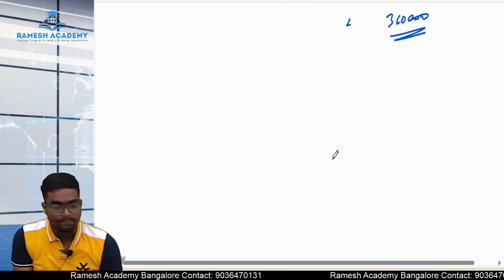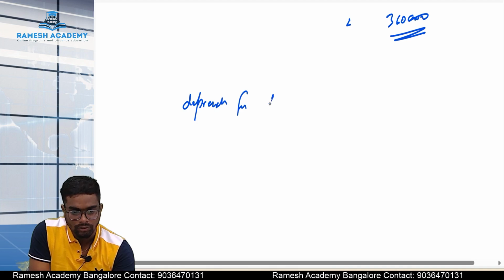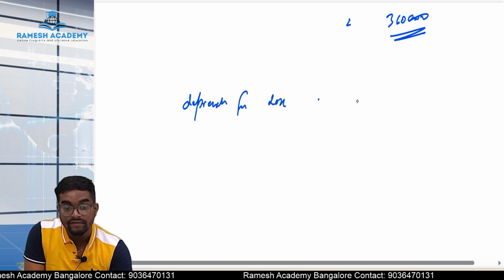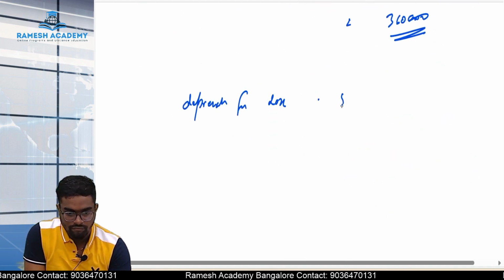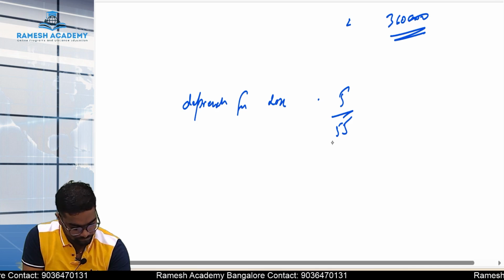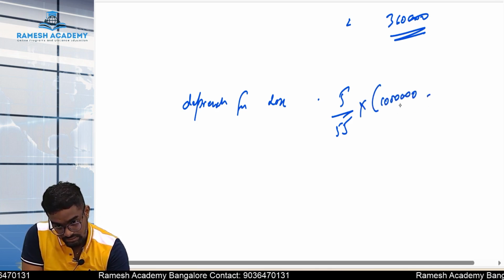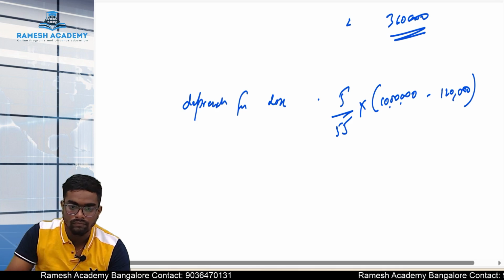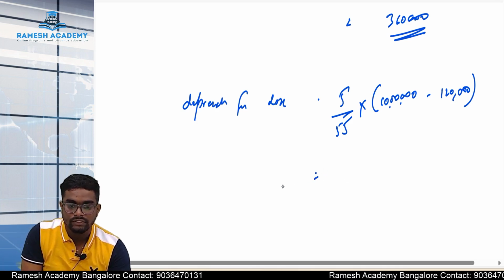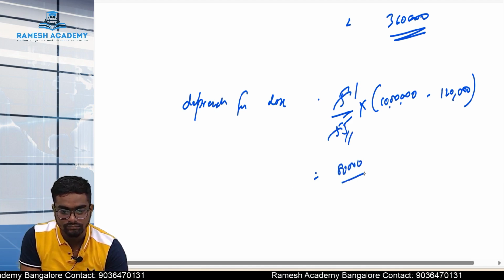Now depreciation for 22. For 22, what is the digit we use here? Till here it was 6, now it will be 5. 5 by 55 into 10 lakh minus 1 lakh 20. Okay, it will be 111. So it will be 80,000.